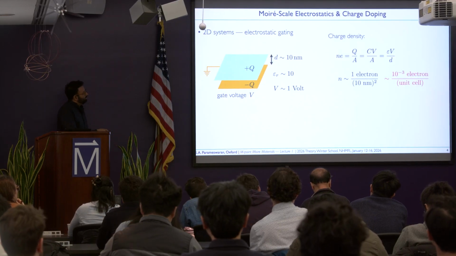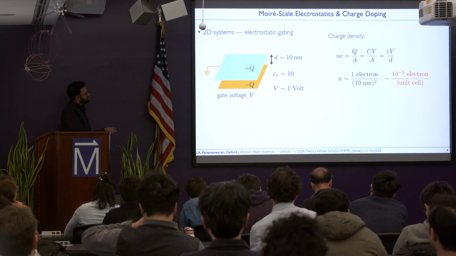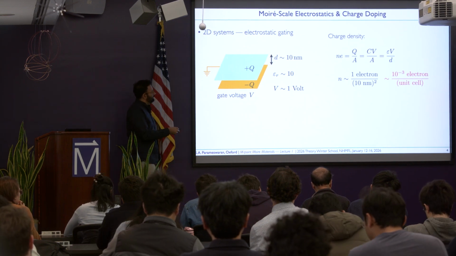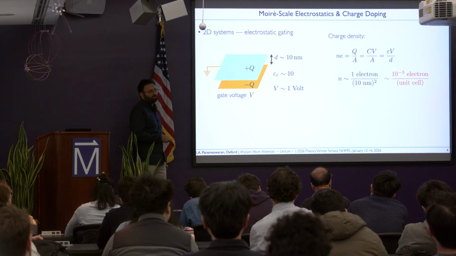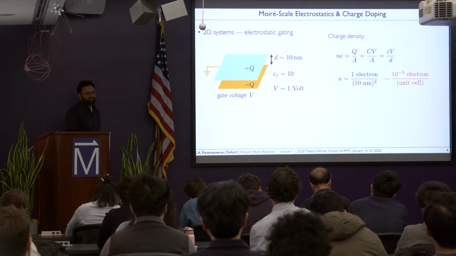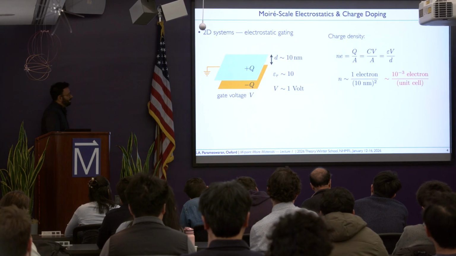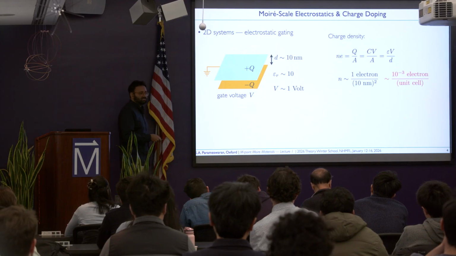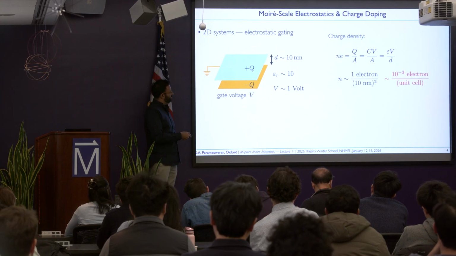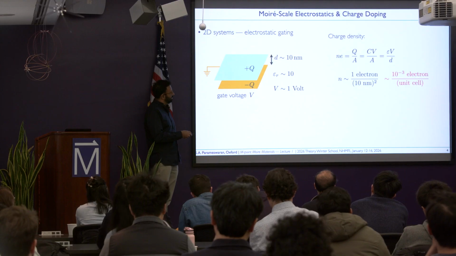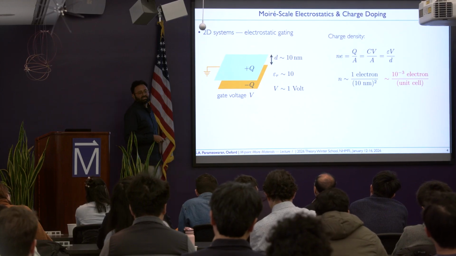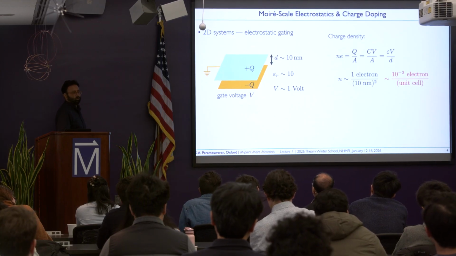And if you work this out, what you find is that typically you can put about an electron in a square of size 10 nanometers into the sample. I'm being fast and loose with numbers. It's an order of magnitude estimate. And if you actually think about a microscopic lattice spacing of about a third of a nanometer, this is 1,000th of a unit cell of electrons that you can dope into the system.